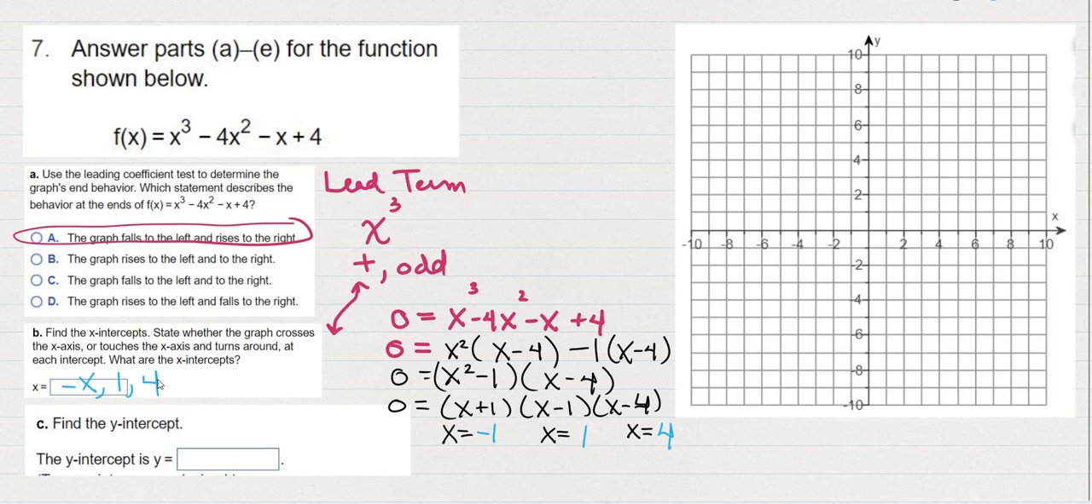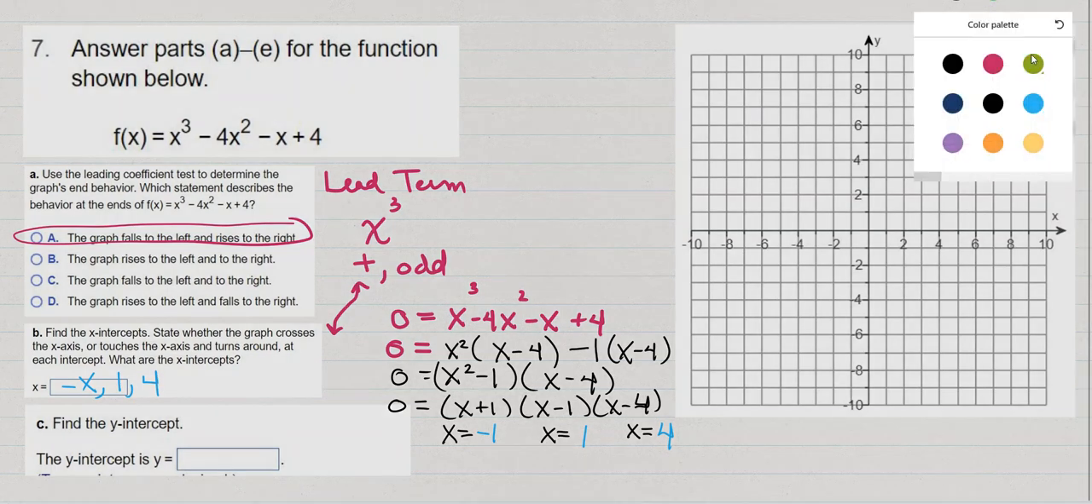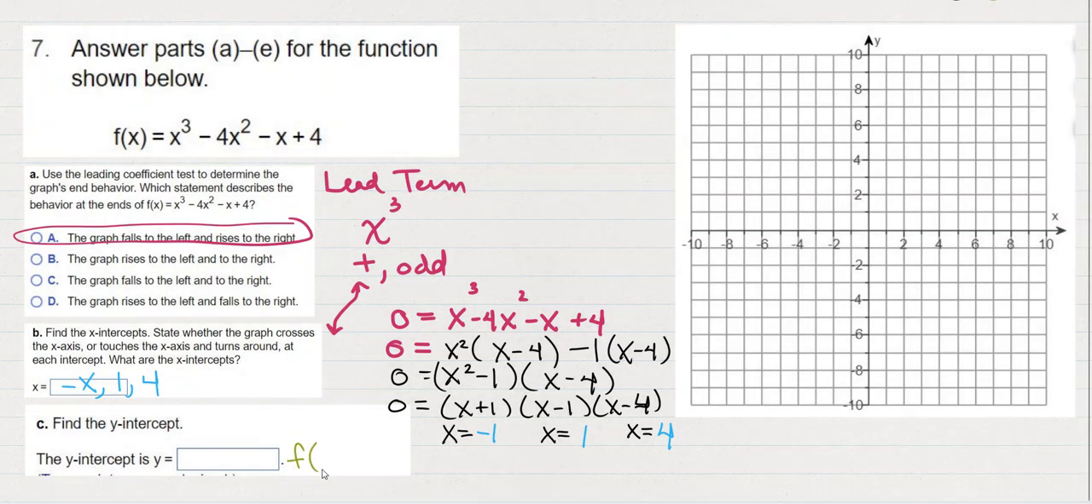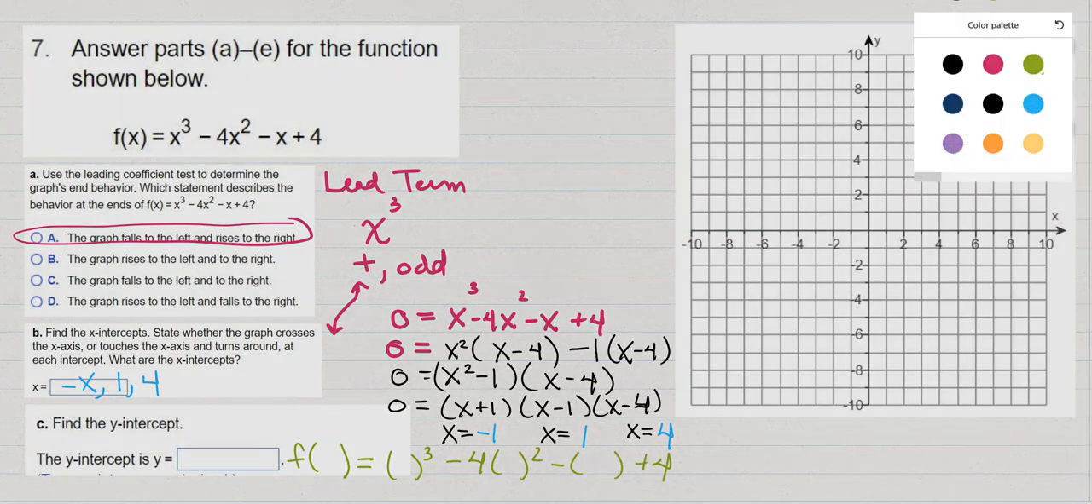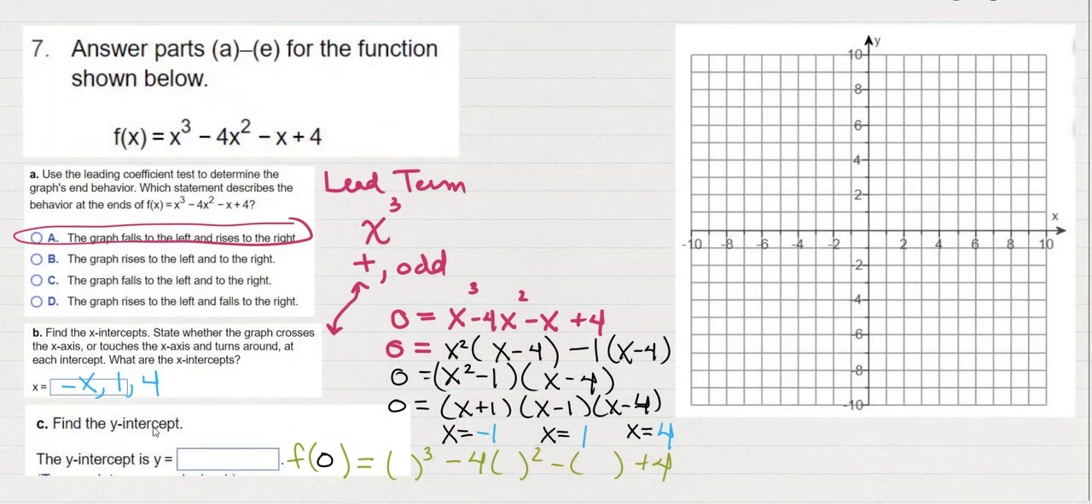And then to find the y-intercept, that's the easy one. That's where I simply plug in 0 for x. I'm going to use the empty parentheses: x cubed minus 4x squared minus x plus 4. So if I put in a 0 to find the y-intercept, that means x is 0. So 0 cubed minus 4 times 0 minus 0 plus 4, I get the intercept 4.